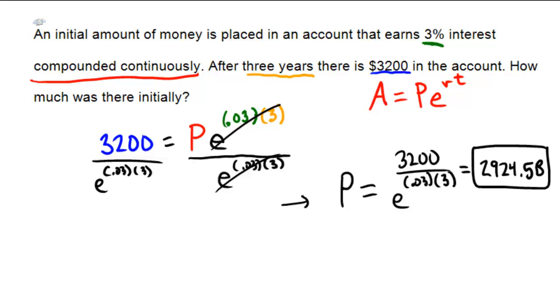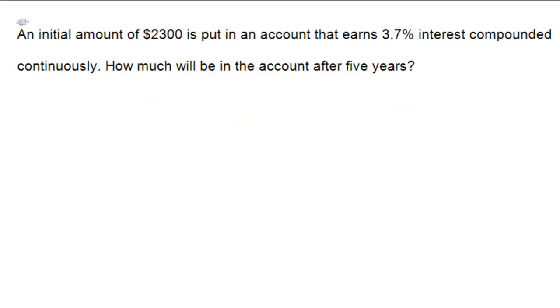Okay, so why don't you pause the video and see if you can do the next problem on your own here. Try to do this one, and assuming you paused the video and tried it out, let's do it together. It says an initial amount of $2,300 is put into an account that earns 3.7% interest compounded continuously. How much will the account be worth in 5 years? So unlike the other problem, this time I am not telling you the aggregate amount. I'm not telling you how much it's going to be worth at the end. You have to figure that out.